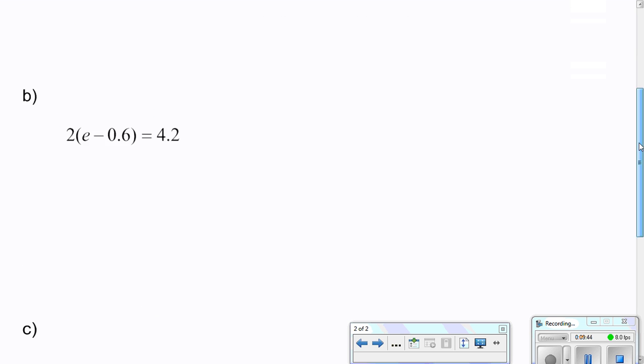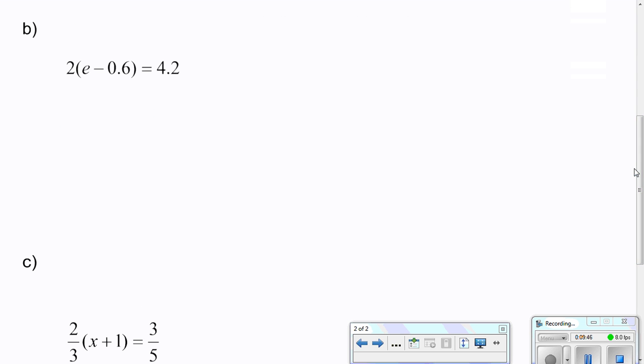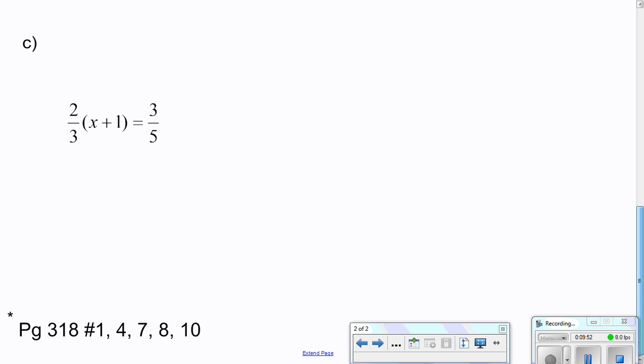For letter B, you should get e equals 2.7. And for letter C, you should get x equals negative 1/10 or negative 0.1 or 0.10. Okay, so those are your solutions.